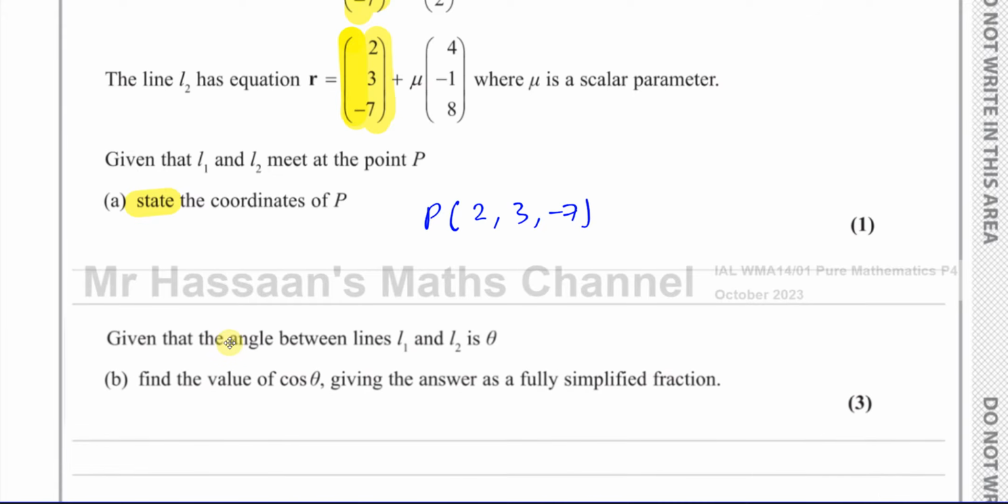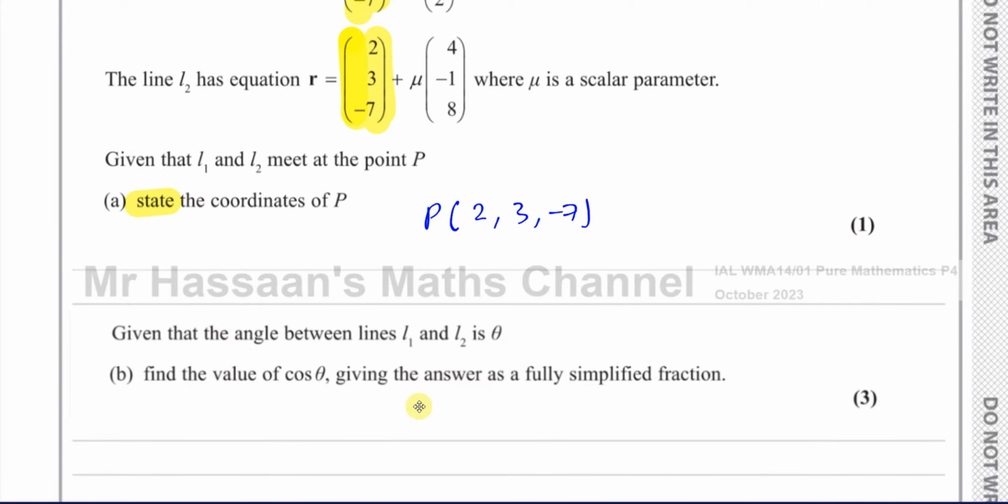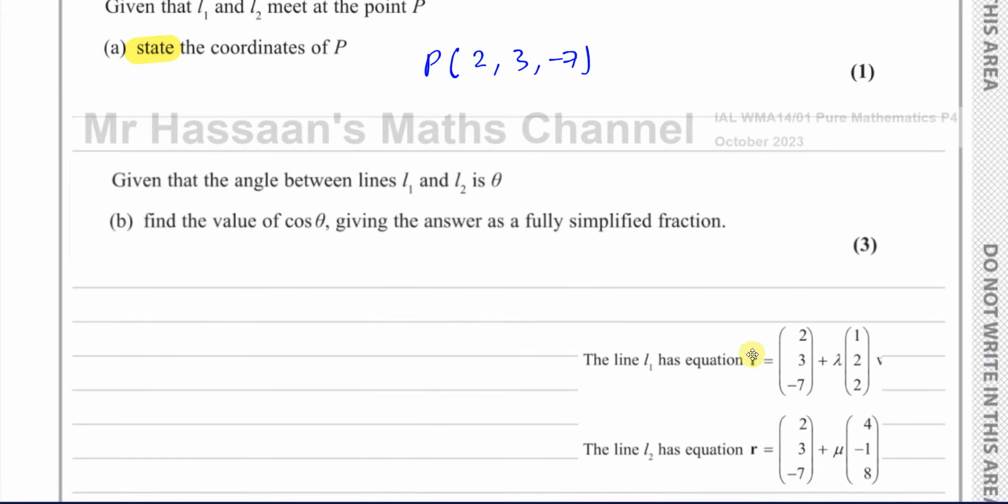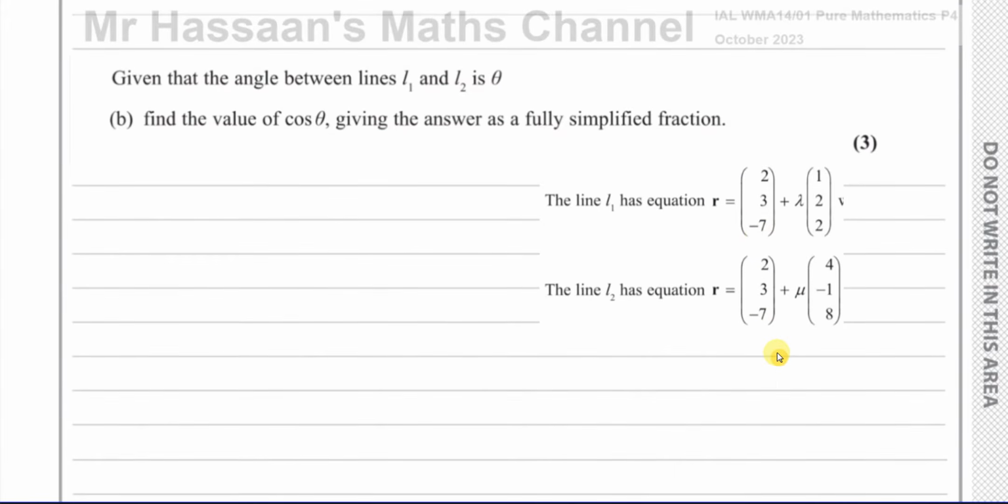And now we're going to go on to part B. So then it says, given that the angle between line 1 and line 2 is theta, find the value of cosine theta, giving the answer as a fully simplified fraction. So here we're dealing with the angle between the 2 vectors. So let's say you have line 1 like this and line 2 like this.